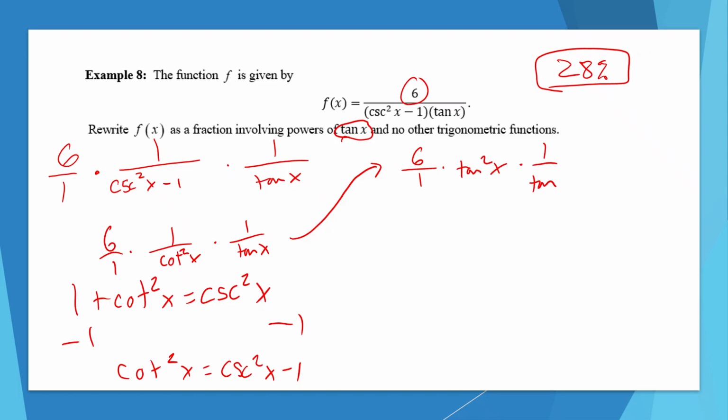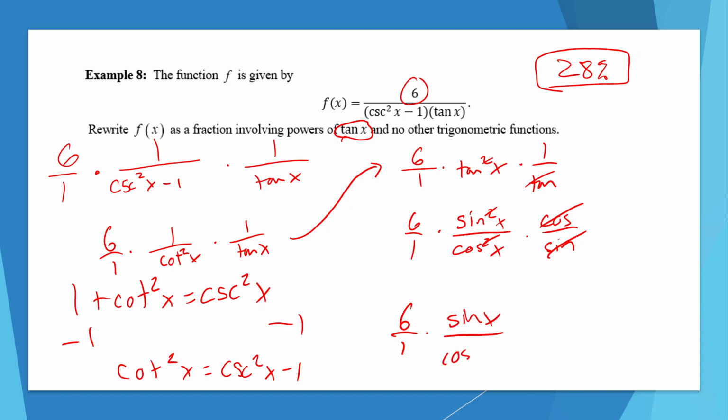6 over 1 times 1 over cotangent is going to just be tangent squared times 1 over tangent. And then if you wanted to, you could convert it to sine or cosine. You don't need to in this case. You could just cancel that out right there. But let's just do it like we've always been doing it. Sine squared over cosine squared times 1 over tangent, which is cosine over sine. Here, a cosine and a cosine squared will cancel out. So those just drop by a power of 1 to get 6 over 1 times sine of x over cosine x, which is 6 tangent x. That should be our answer.